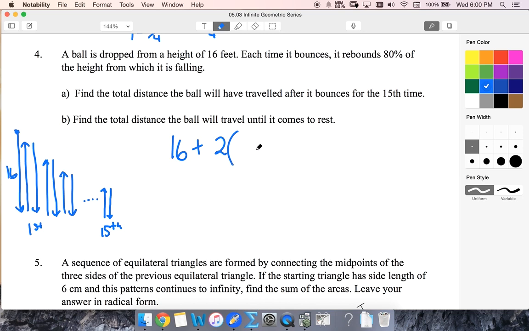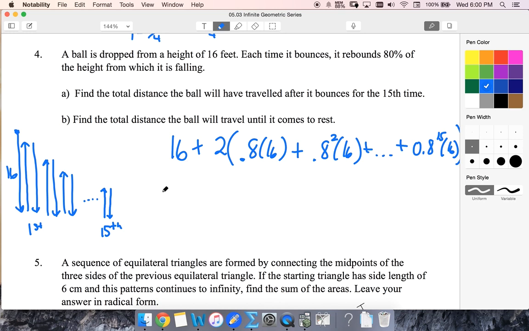So the first up arrow is 0.8 of 16. And the second up arrow is 0.8 squared of 16. So first bounce is 0.8 of 16, so I've multiplied 16 by 0.8 once. By the time I get to the 15th bounce, I'll have multiplied 16 by 0.8 15 times, because that's the 15th bounce. So it's done 80% 15 times. Well, as you might suspect, we've got a geometric sequence here.